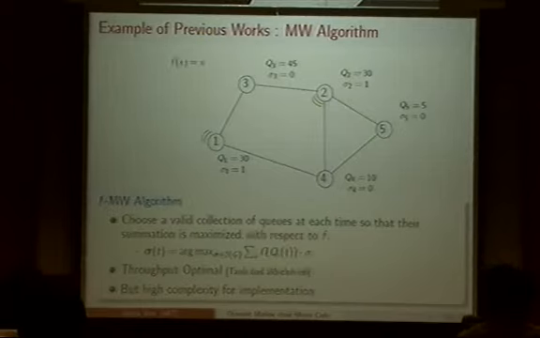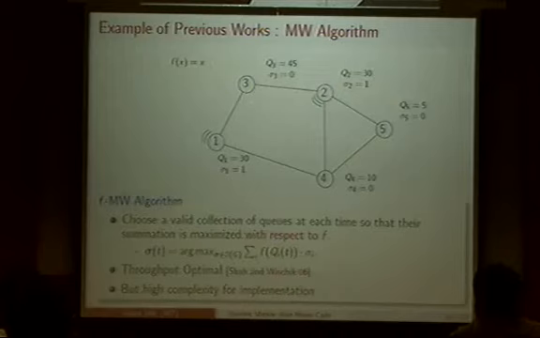A similar algorithm is known, called the f max weight algorithm. This algorithm is the same as before, but only this red part is different. Now you can think of any function f, and you select a schedule so that this quantity is maximized. In the previous case, this function is just f equal to x. This is a generalization of the max weight algorithm, but still hard to implement because this is still a hard problem.